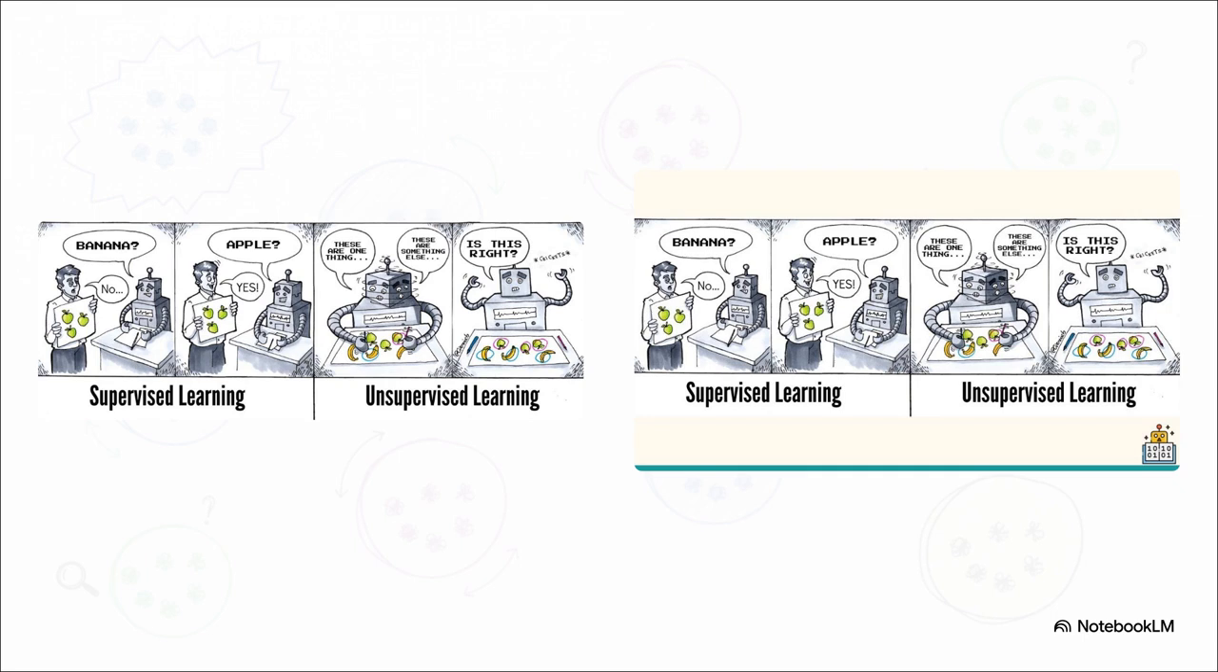But look over on the right. That is unsupervised learning. The poor robot is just left staring at a completely unlabeled bunch of fruit on the table. Now, it manages to group the apples and the bananas together based on their physical features, but it looks back at the human kind of like, hey, is this right? There's absolutely no answer key. The robot just has to find the inherent structures and patterns hidden within that unlabeled data entirely on its own.